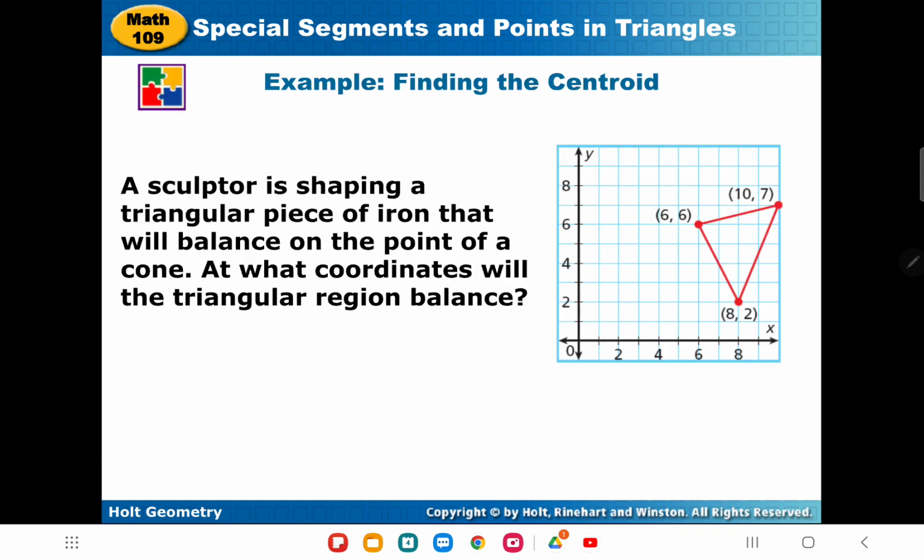Here's another example, finding the centroid. So here my triangular region is located at 6, 6, 10, 7, and 8, 2, and these are going to be labeled with some variable names for their points in just a minute. We want to know at what coordinates will the triangular region balance. So when you see that triangular region balancing, that is the centroid.